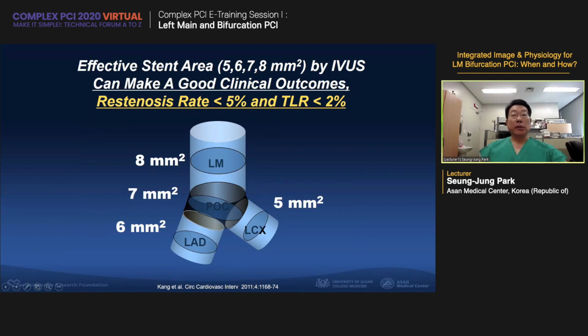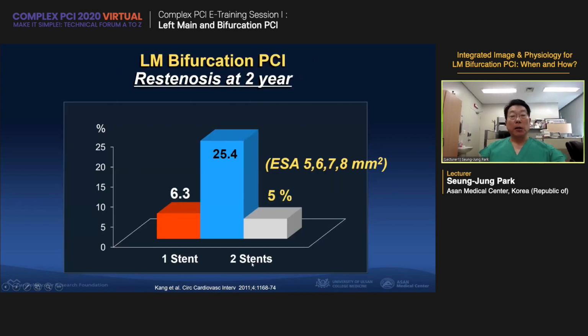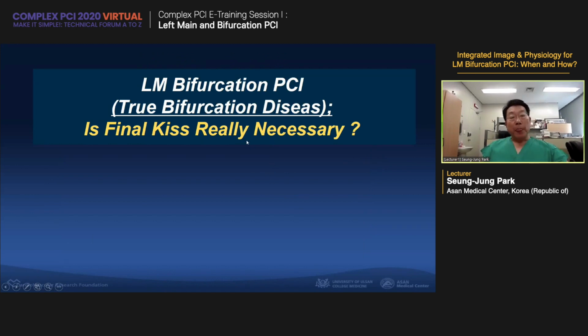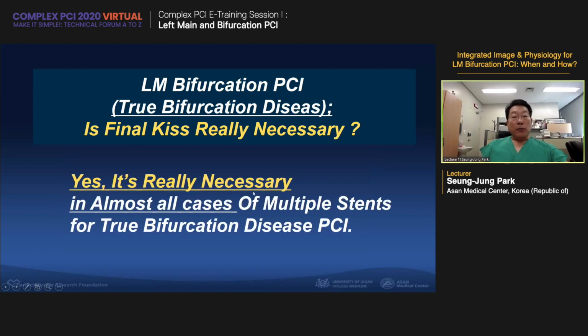Effective stent area after two stent. The minimal lumen area is more than 5, 6, 7, 8 in each of circumflex, LAD, polygonal confluence, and main area. Restenosis is reasonably less than 5% and TLR less than 2%. Meaning whatever two stent technique you choose, the important prognostic factor is an effective stent area of 5, 6, 7, 8, which can give a very reasonably low restenosis rate at 2 years. With just the angiographic two stent technique, the restenosis rate is a little bit higher so far. So for true bifurcation, final kiss is really necessary in almost all cases.